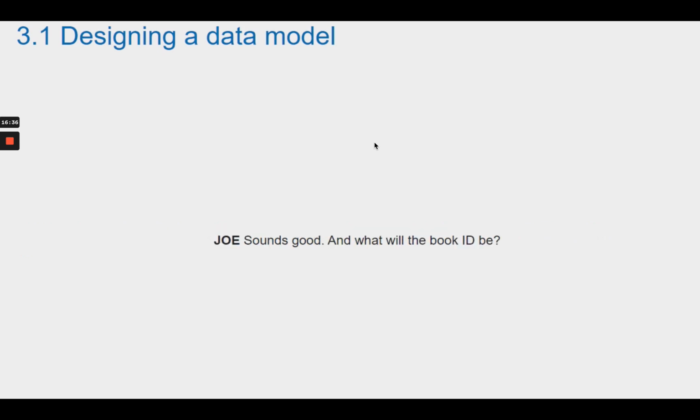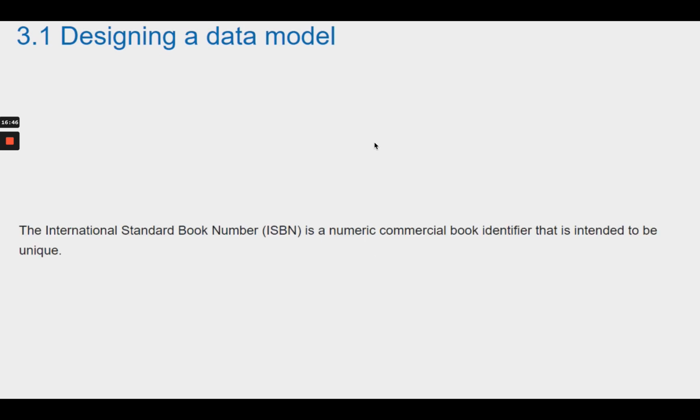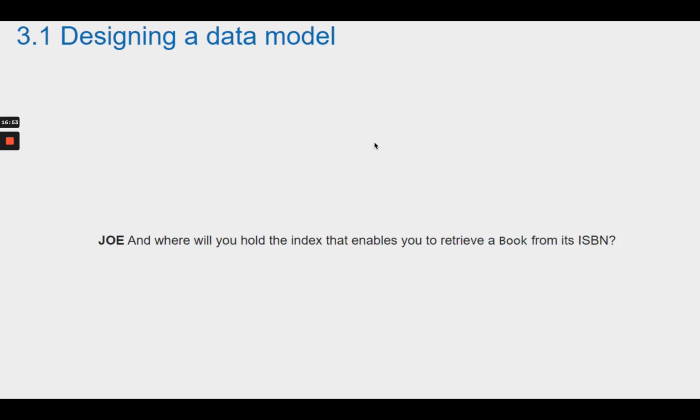Joe: Sounds good. And what will the book ID be? Theo: The book ISBN. Note: the International Standard Book Number, ISBN, is a numeric commercial book identifier that is intended to be unique. Joe: And where will you hold the index that enables you to retrieve a book from its ISBN? Theo: In the catalog, because the catalog holds a book by ISBN index.